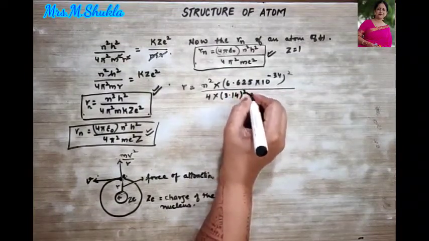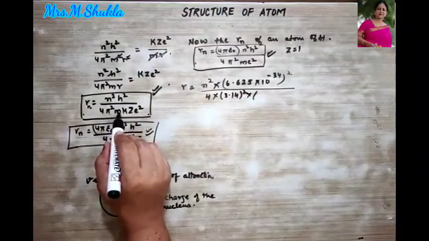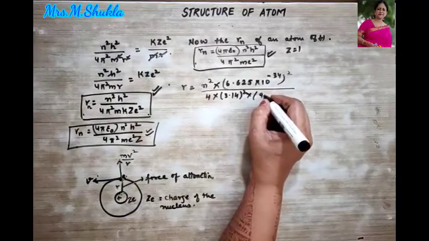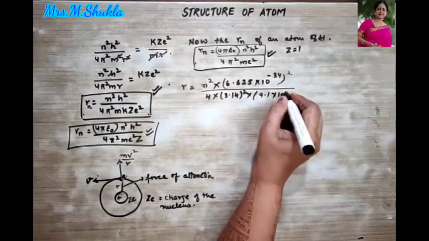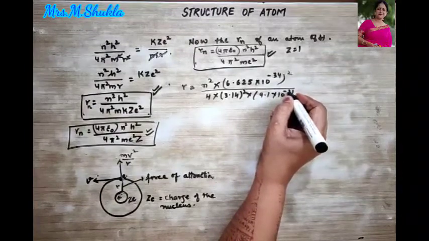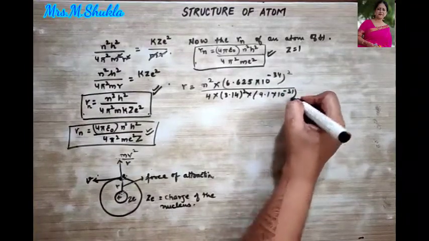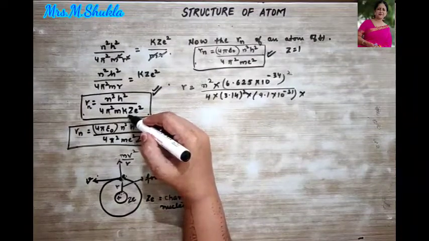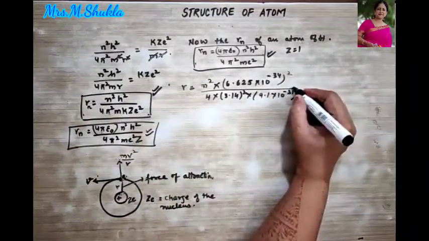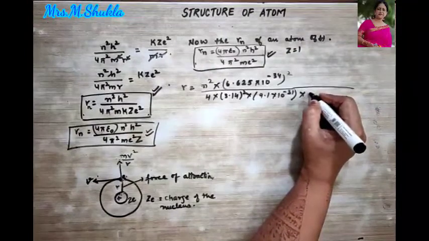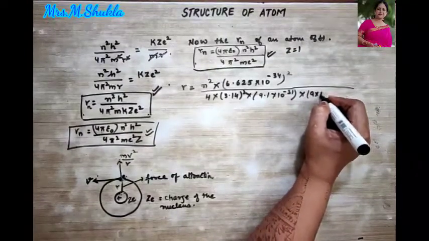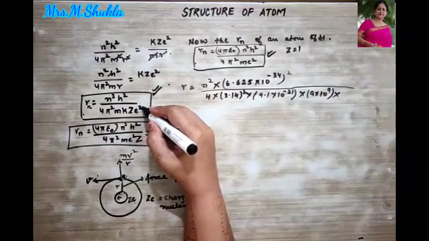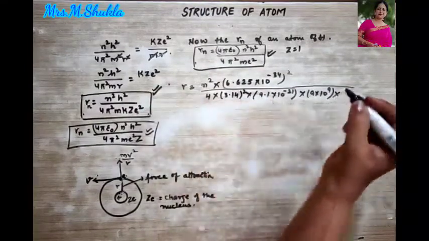3.14 square into the mass. What is the mass of the electron? Mass of electron is 9.1 into 10 to the power minus 31. Into what is the value of z? Z, as you all know, is 9 into 10 to the power 9 into e square. E square is what? The electron.